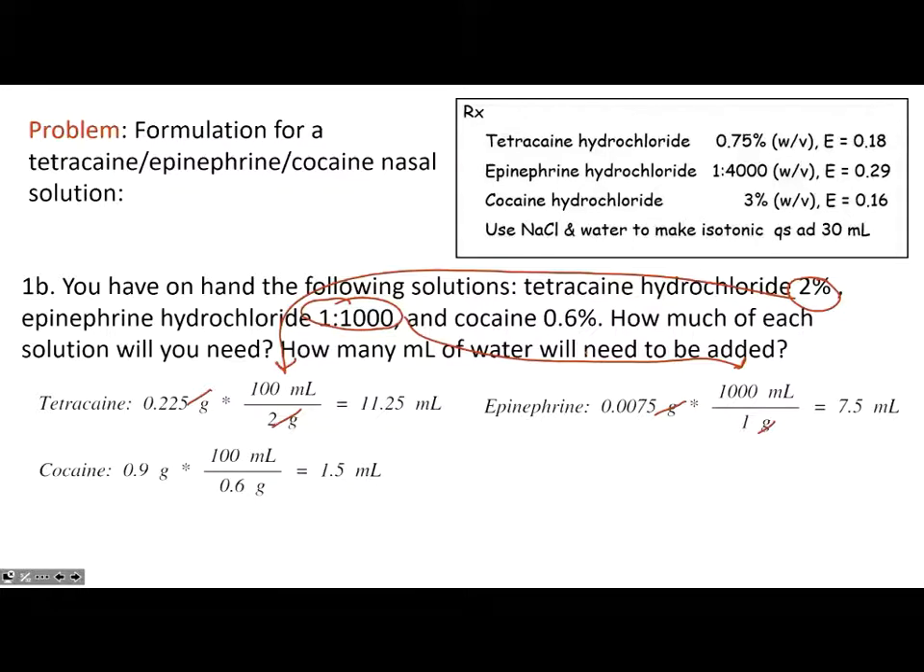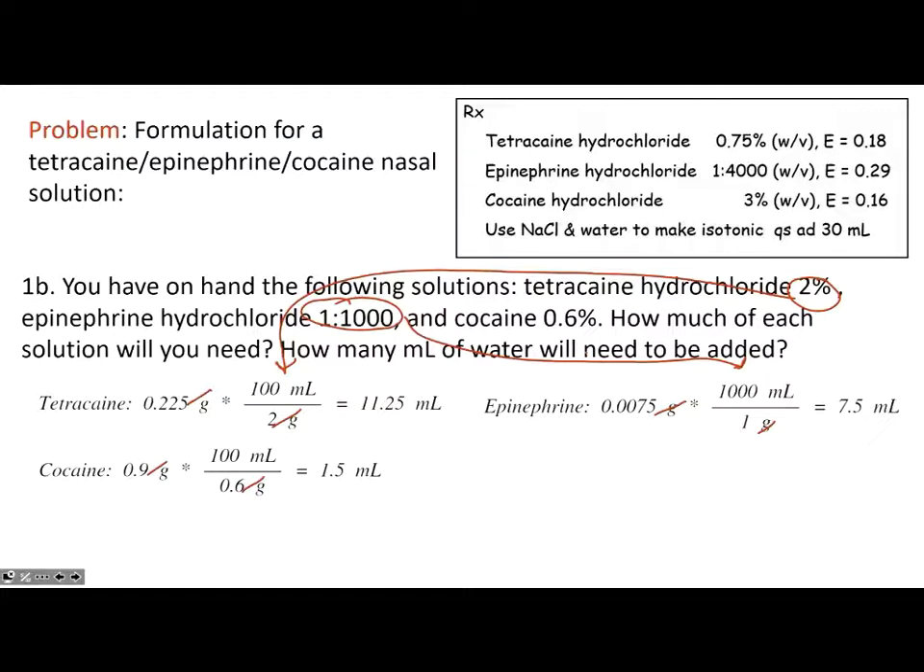And cocaine works just like the tetracaine. It was 0.75 grams, and it's a 0.6% solution, meaning 0.6 grams per 100 mils. Set it up so that grams cancel, and I get milliliters. All right? So, do you know the volumes of each of the additives we need to get the desired amount of drug? We've just calculated that volume.